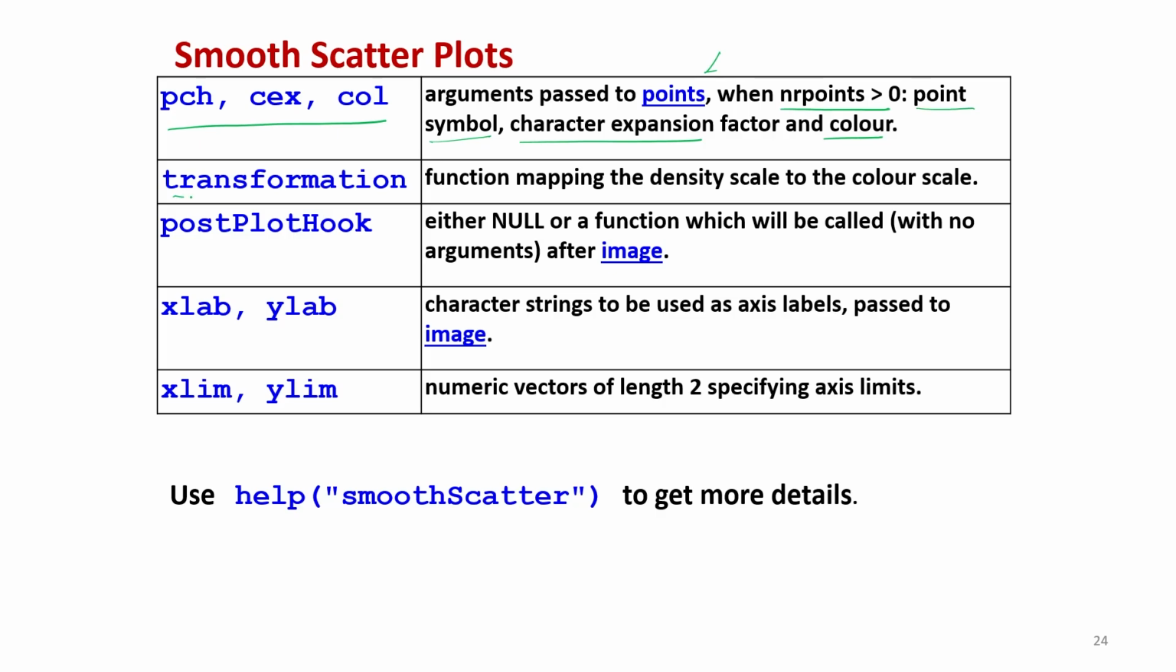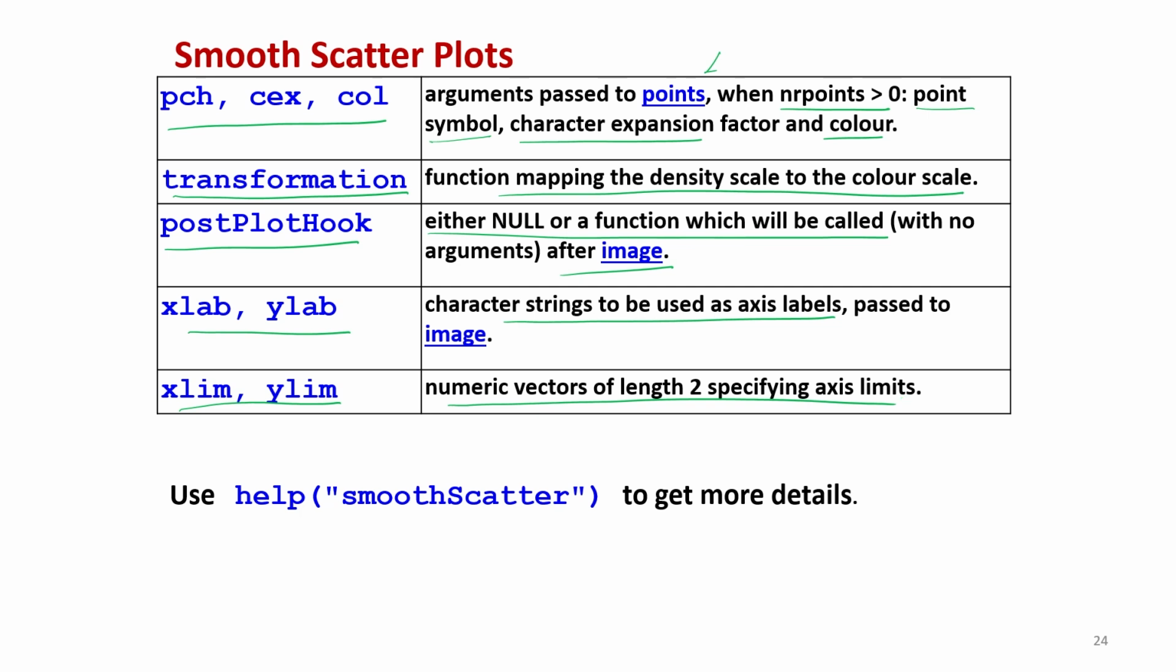Similarly, there is one more option here, transformation. This is a function which maps the density scale to the color scale. Then there is one more option, postPlotHook. This is either null or a function, and it will be called after the image. Image is another option here. Then xlab and ylab are the settings to give the labels on the x and y axis. Then xlim and ylim are the numeric vectors which specify the limits on the x and y axis respectively.